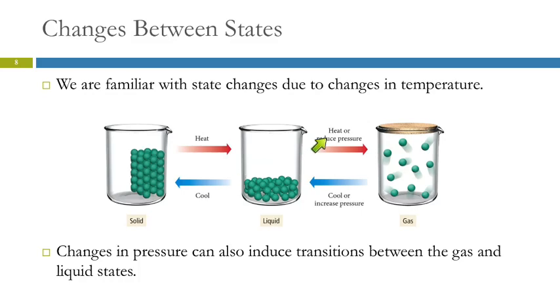So we're familiar with the heat changes. You can also cause a change from a liquid to a gas by reducing the pressure. And we'll talk about that later. If you reduce the pressure on a liquid, you can cause it to vaporize. With the gas, if you cool it down, it will condense. You can also cause it to condense by putting pressure on it. Pressure doesn't have much of an effect between solid and liquid. Any questions?